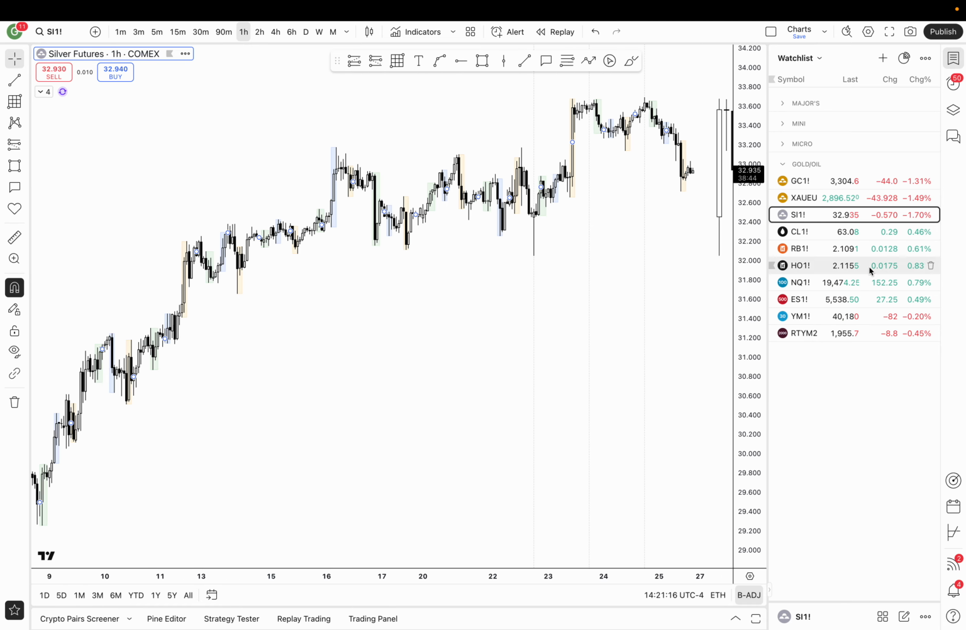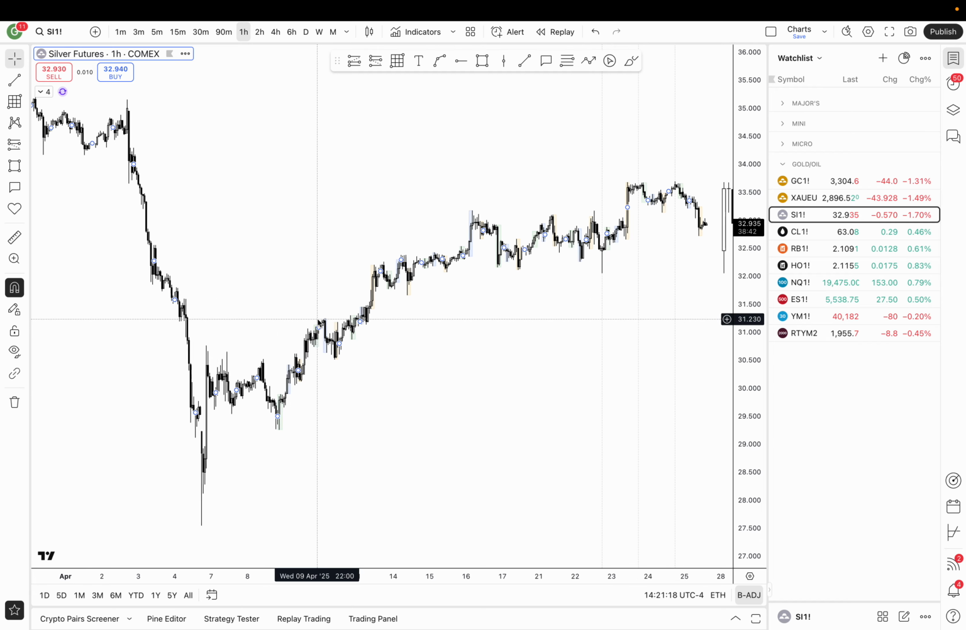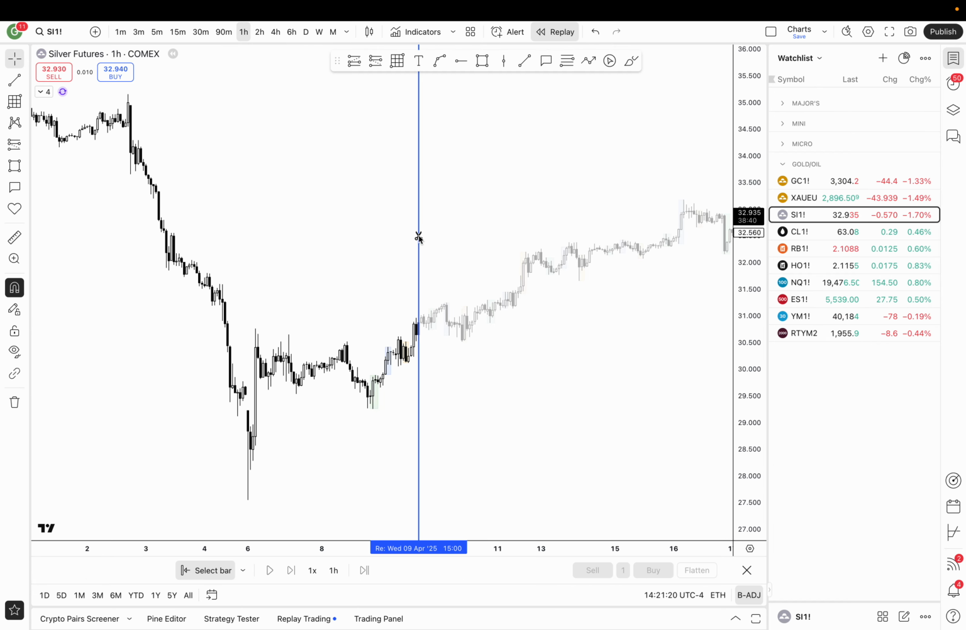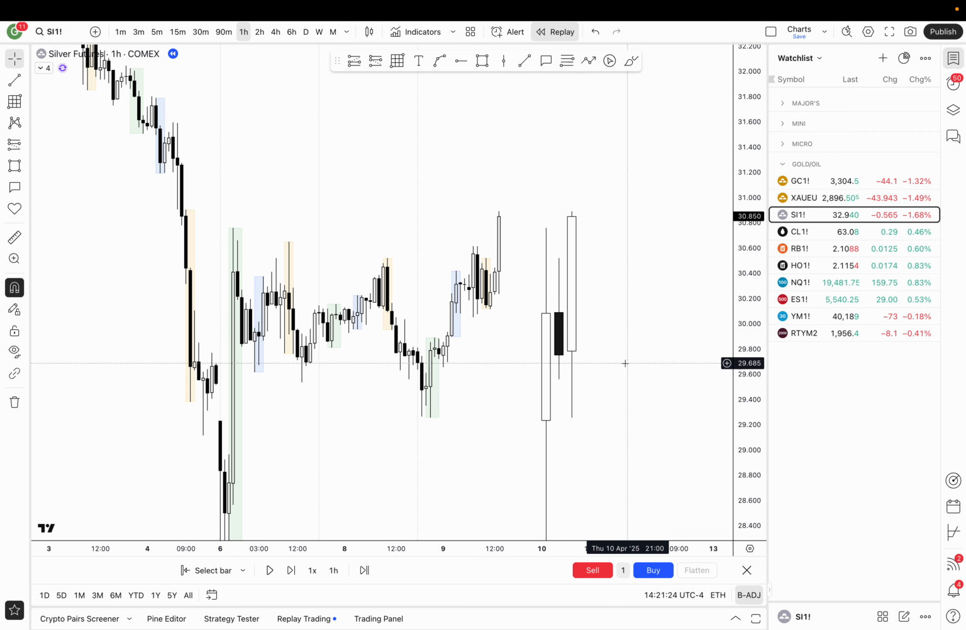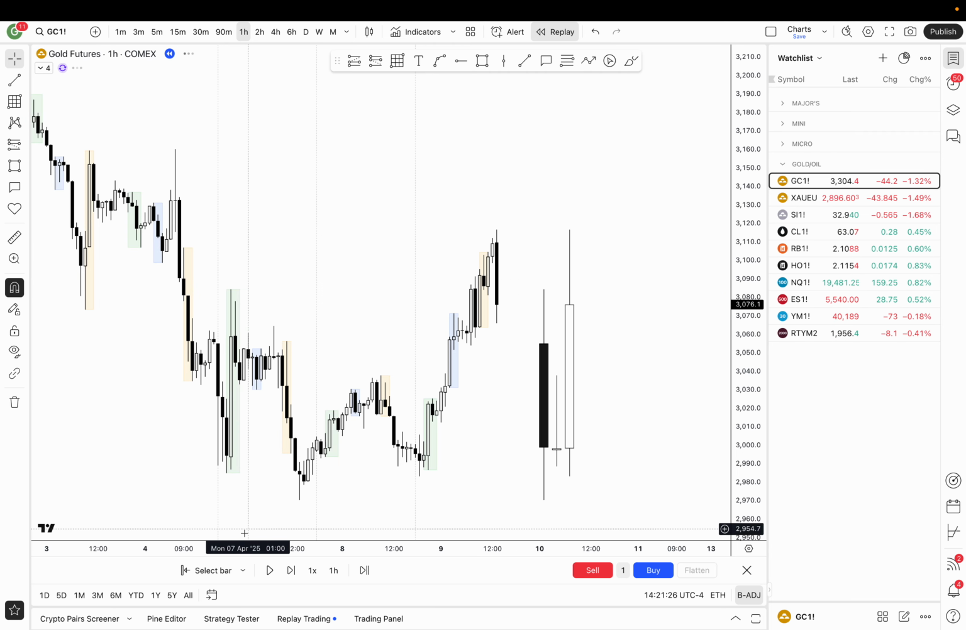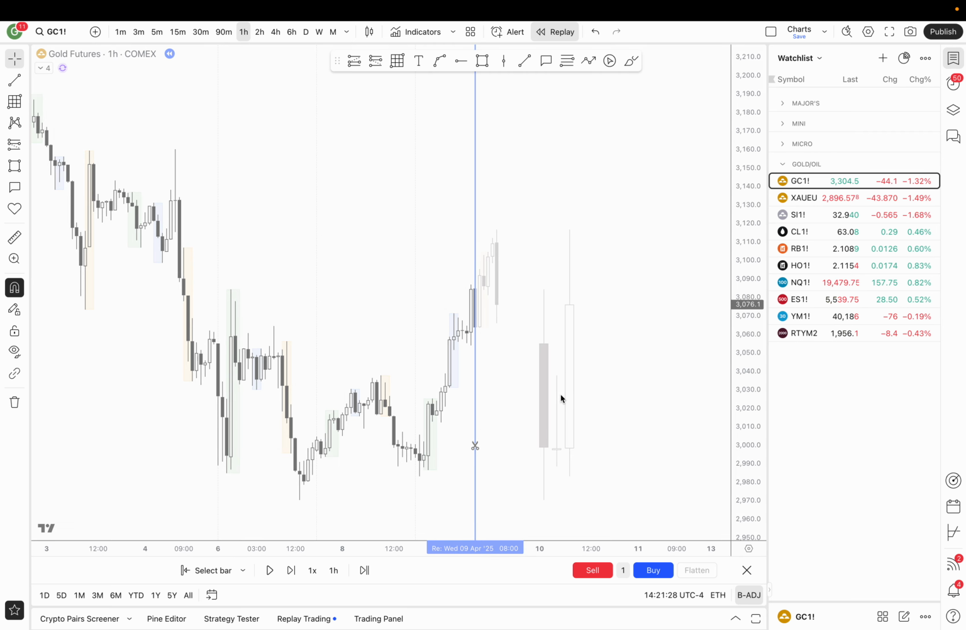Yeah. Trying to remember. It was over here. Yep. So check this out. You see all these highs right here? Let me go see where gold actually took it out first. So gold took out that high first right here.